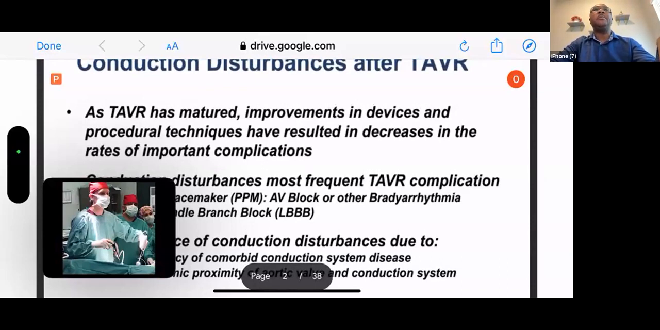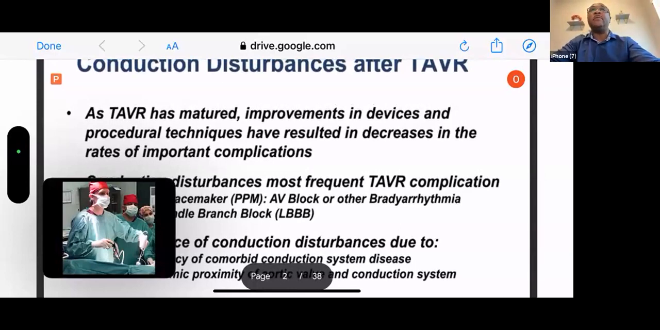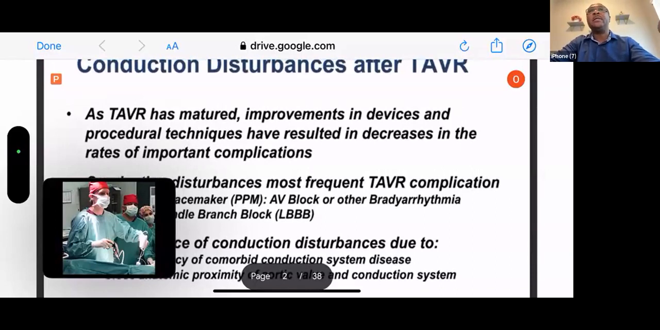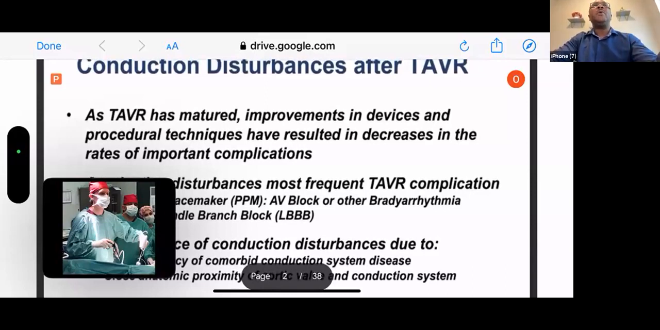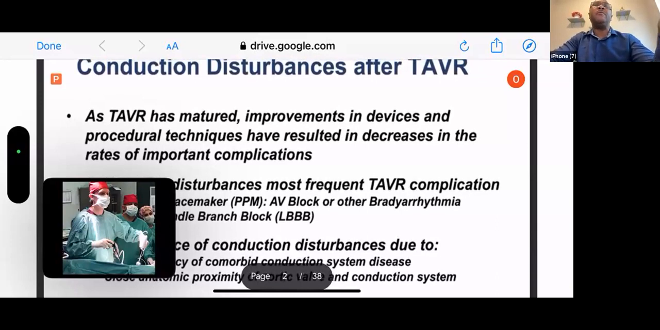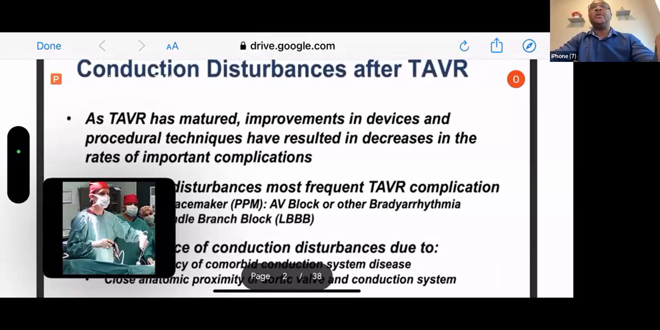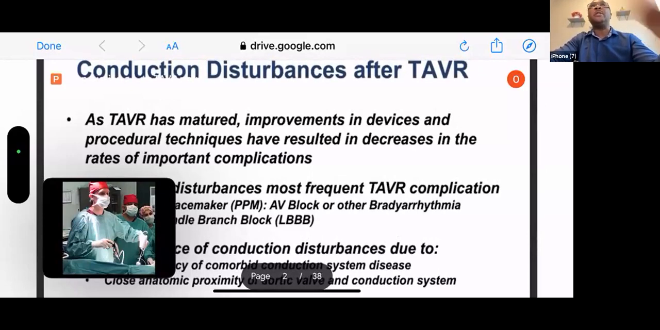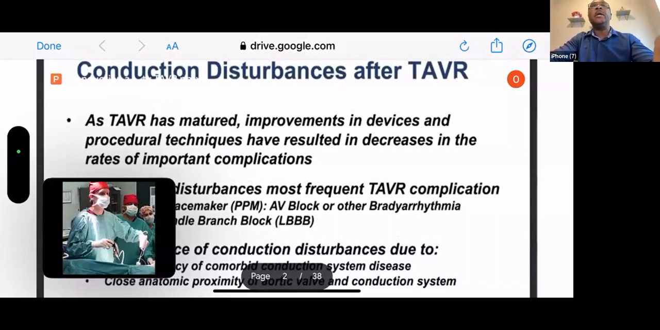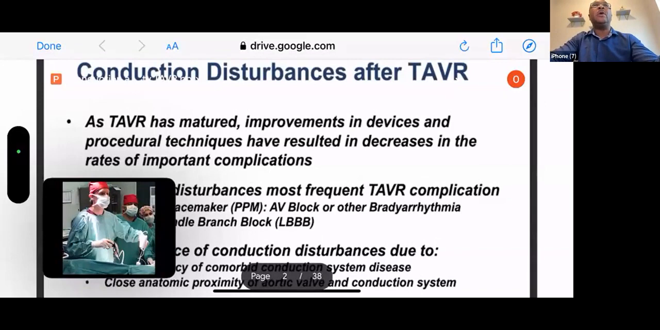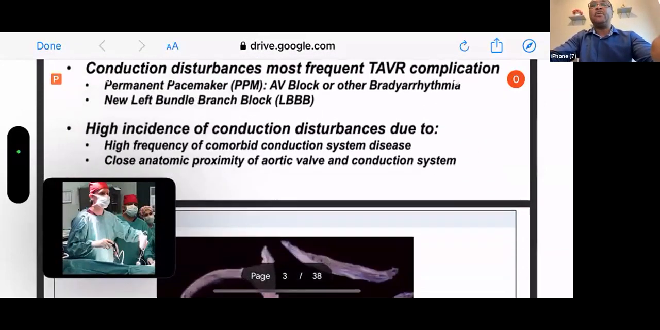The majority of the conduction abnormalities are high degree AV block or other significant bradyarrhythmia that require permanent pacemaker placement. We also have new left bundle branch block that can occur after TAVR. Apart from the close proximity of the conduction system anatomy and the aortic valve, the reason for this high incidence is that the majority of patients who come for this procedure with severe symptomatic aortic stenosis also have problems with the conduction system. Just imagine, those calcifications that we see in the aortic valve can also affect the conduction system. So the majority of them come with a comorbid conduction system problem ab initio, prior to the procedure, and even when we do the procedure, they may also develop some conduction abnormality.